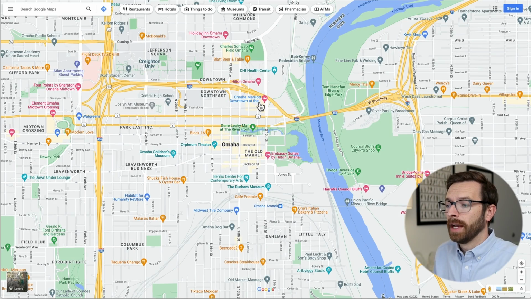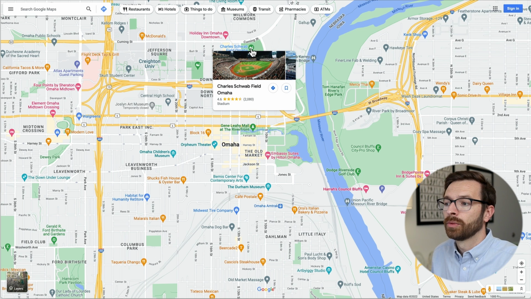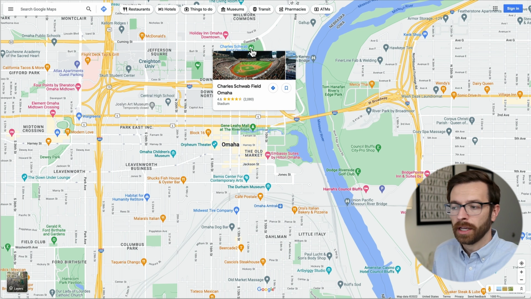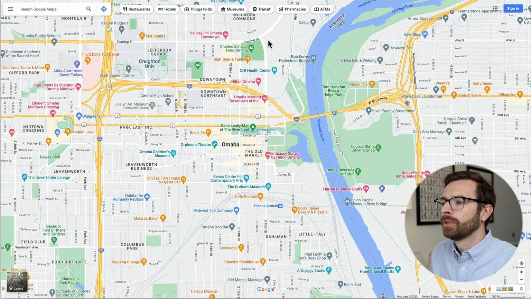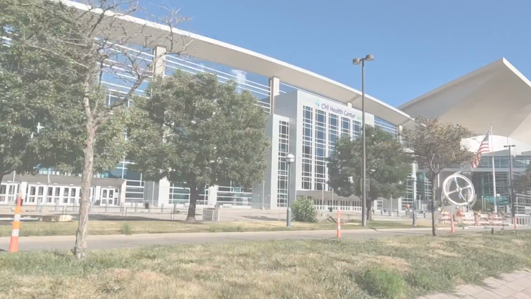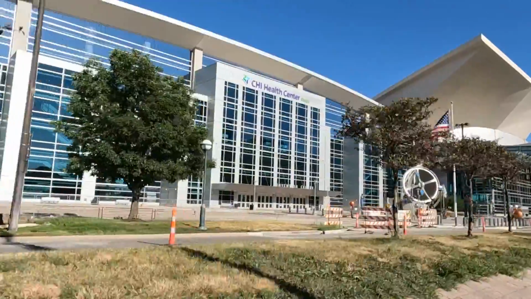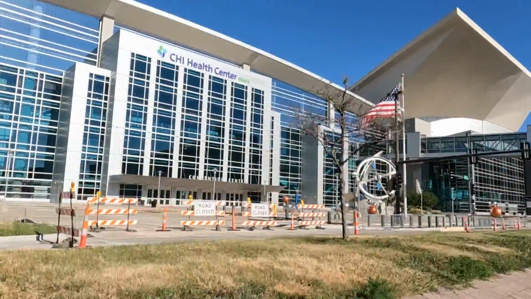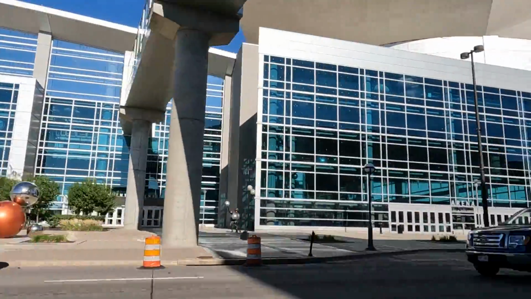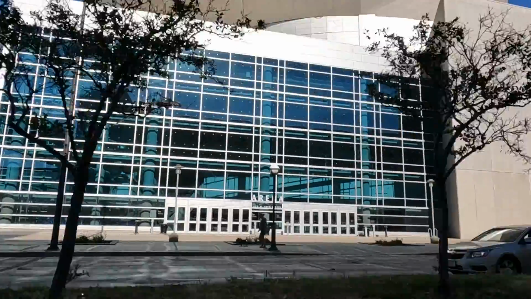Just to the north of downtown, you're going to have Charles Schwab Field. That is where the College World Series is held. And then to the east of that is going to be the CHI Health Center. So that's the big arena and convention center in the area. That's where big concerts are, where Creighton basketball is played.